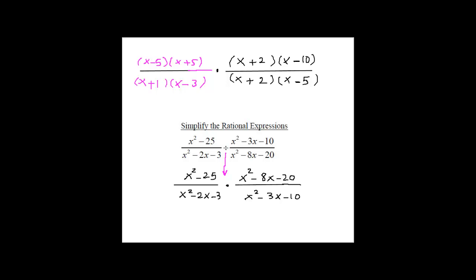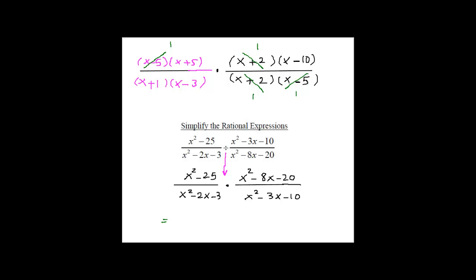And the next step would be to reduce, and looks like I can reduce x minus 5 with x minus 5, that turns to 1. x plus 2 and x plus 2 turns to 1. Doesn't look like I can reduce anything else.